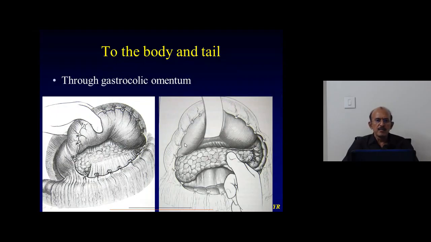So this is the topic on the pancreas. Any doubts? If you have no doubts, we will go to the few topics that are left behind in the gallbladder and bile duct. We'll finish off those things.